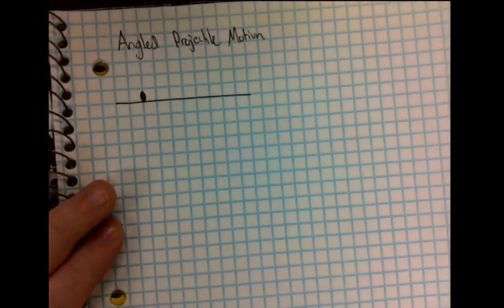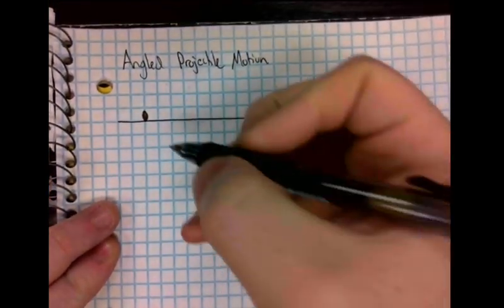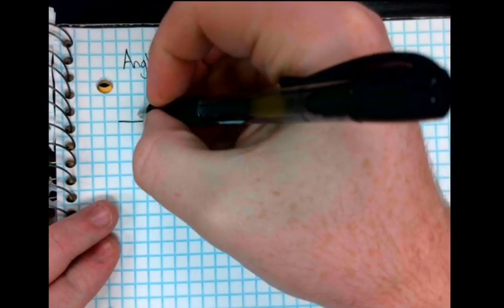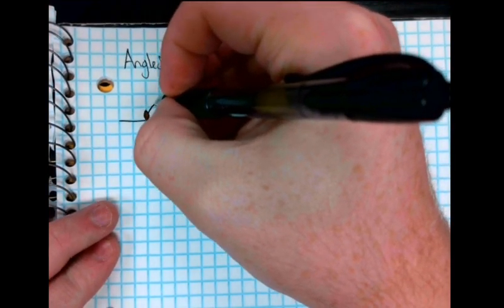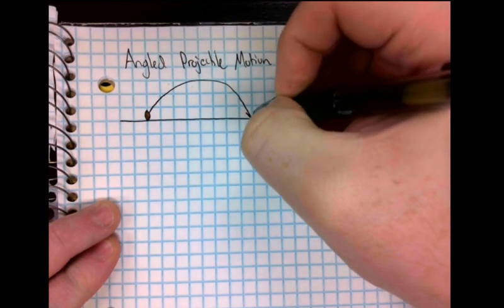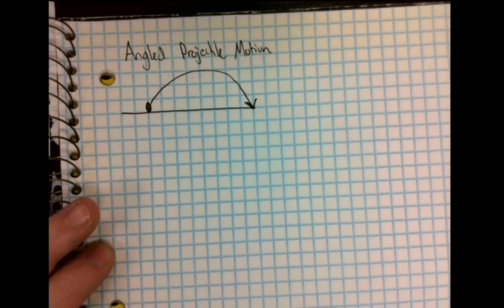Whatever. Moving on. Instead of it just being projected horizontally like we did in our other example problems, now it's going to be kicked. And so it's going to go up and it's going to come back down in this kind of nice arc pattern.